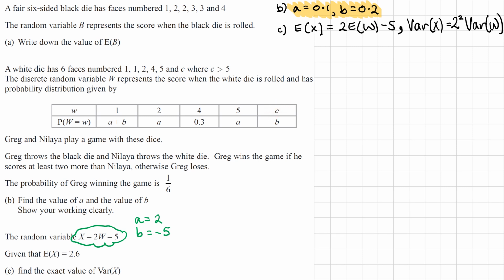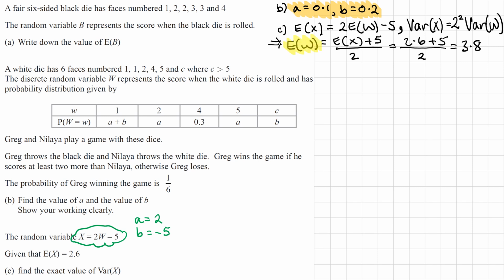Let's work out what the mean of W is. So E of X is equal to 2.6. Actually, what I'm going to do is rearrange this formula first to make E of W the subject. So E of W is going to equal E of X plus 5, all divided by 2. E of X is 2.6. I add 5, divide that by 2. So I've got a value of 7.6, which needs to be divided by 2, and that's 3.8. So that's E of W.